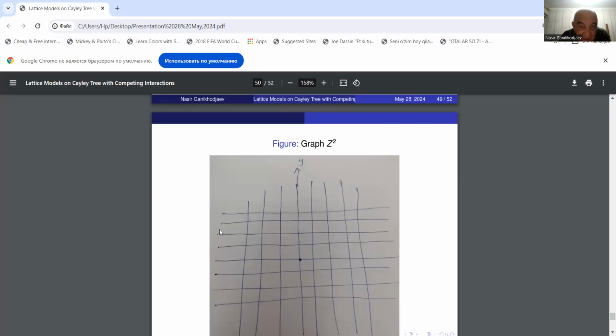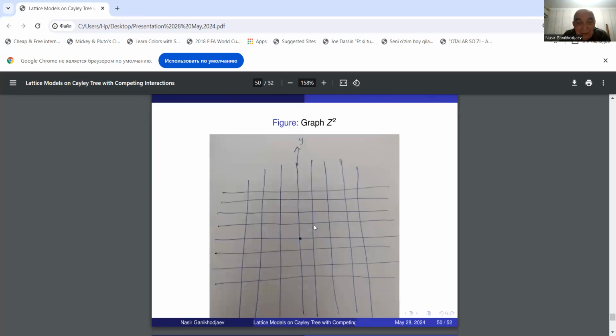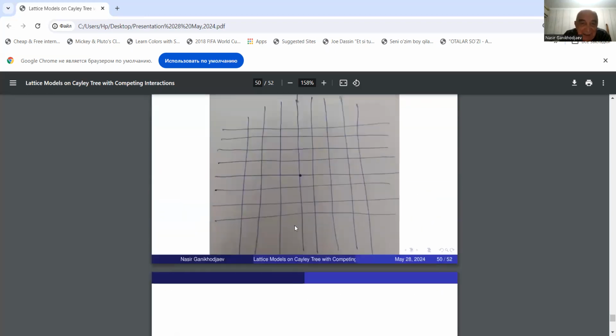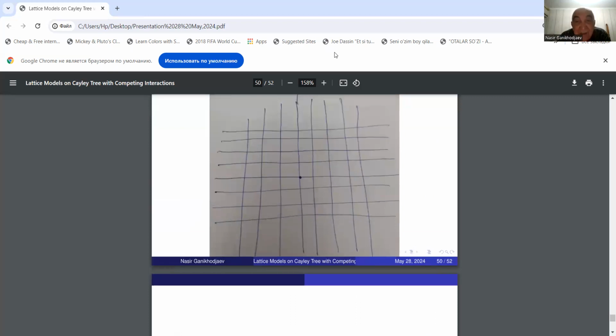The other case was not considered: as second neighbors, we do not consider neighbors of such type. It is only vertical. So now, what will happen if we consider interaction of second neighbors, but ones which form an angle?